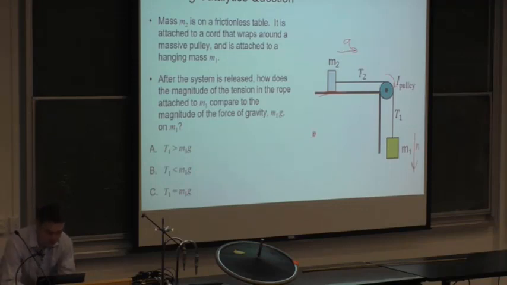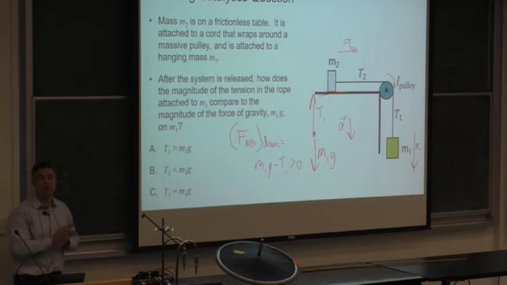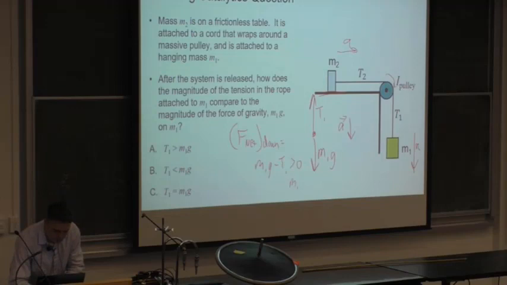So if you do a force diagram on M1, you've got M1G down, you've got tension up, and acceleration is going to be down. So F net down is going to be M1G minus T1. It's got to be greater than 0. You have to have more gravity pulling it down than tension pulling it up, or it won't accelerate downwards. You can't balance these forces. So when M1G is greater than T1, that's B.